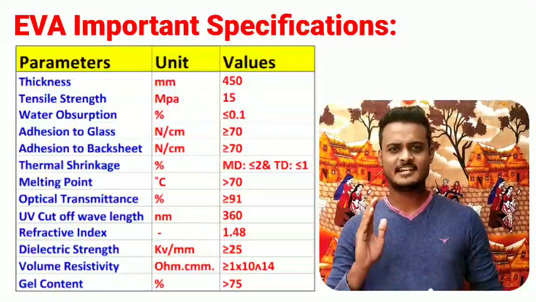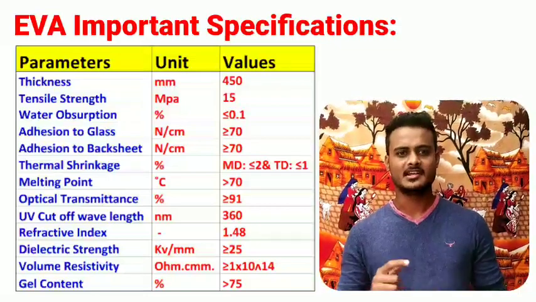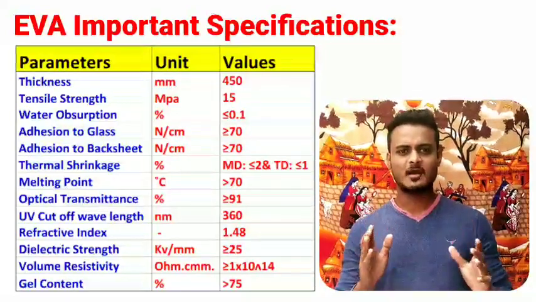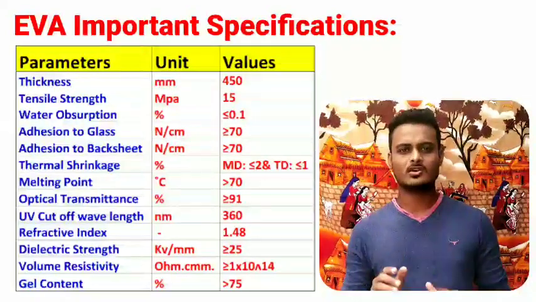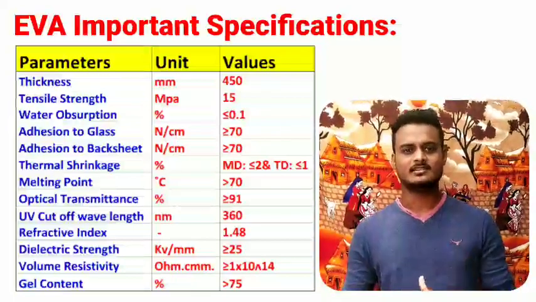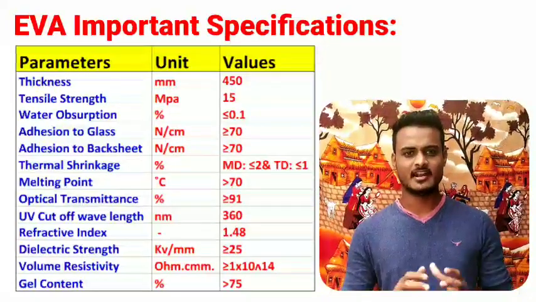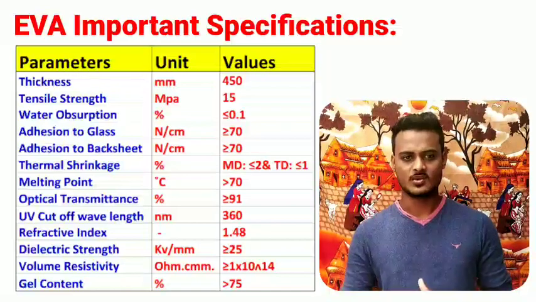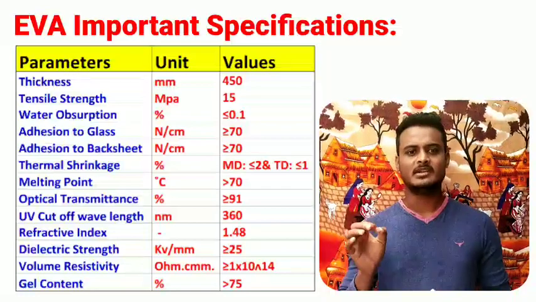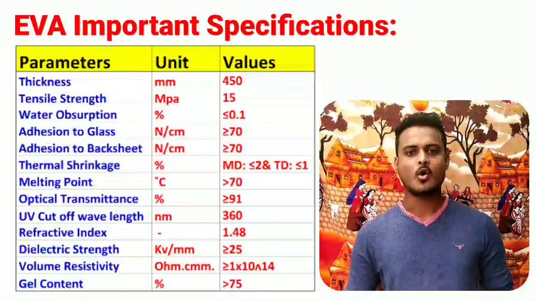Thermal shrinkage: machine direction is less than or equal to 2% and texture direction is less than or equal to 1%. Next one is melting point greater than 70 degrees Celsius. Next one is optical transmittance greater than or equal to 91%. This is a very important parameter also. UV cutoff wavelength 360 nanometers. Next one is refractive index 1.48. Refractive index does not have units. Dielectric strength greater than or equal to 25 kilovolts per millimeter. Volume resistivity greater than or equal to 1 times 10 to the power of 14 ohm centimeter.